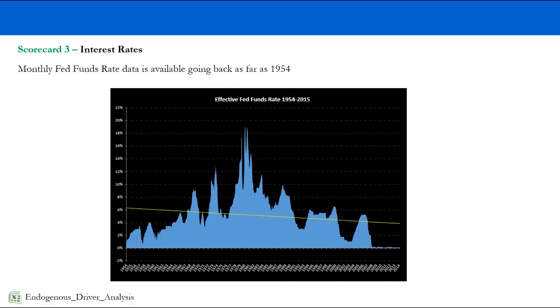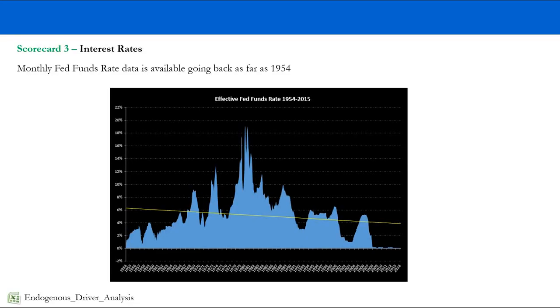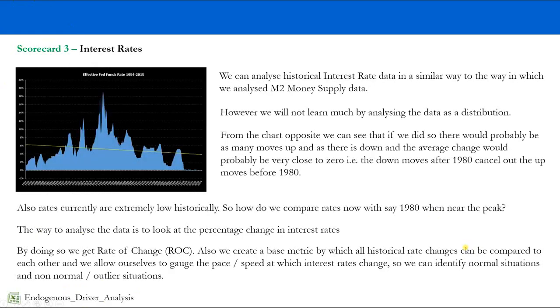Now, what we're going to do here is move over to the endogenous driver analysis again, and go into the interest rate tab, and take a look at the monthly Fed funds rate data, which is available at the URL we pointed to, going back as far as 1954. However, before we go over to the spreadsheet again, we've got to first understand how we're actually going to analyze this data.